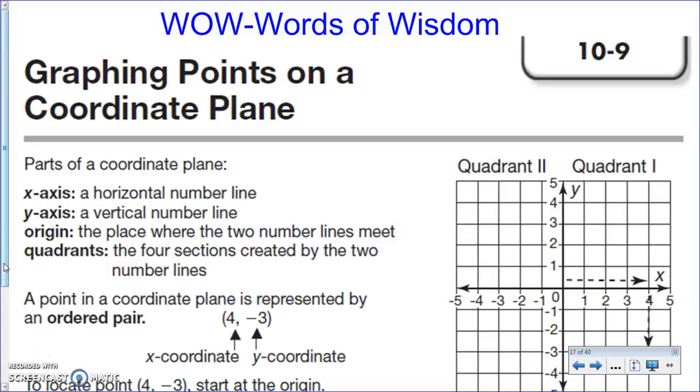Parts of a coordinate plane. The x-axis is the horizontal number line going from left to right. The y-axis is the vertical number line going up and down. The origin is the place where the two number lines meet. Quadrants are the four sections created by the two number lines.